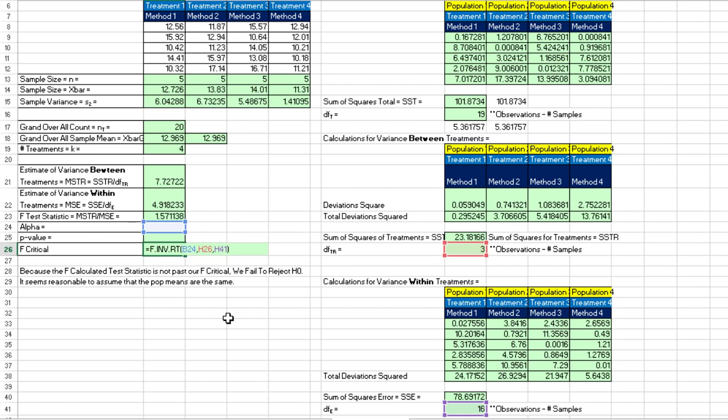F.INV.RT will give us our hurdle. Now it gives us a num error, so I'm going to come up here and put 0.05. There's our risk of rejecting the null even though it was true. So when I enter that, there's our hurdle, 3.238. And we can see our F-test statistic is nowhere near past our hurdle. So we are not going to reject the null and accept the alternative. It seems reasonable to assume that the means are equal.